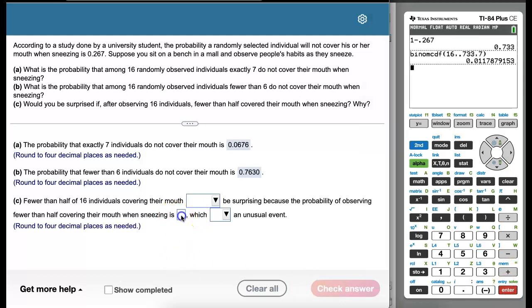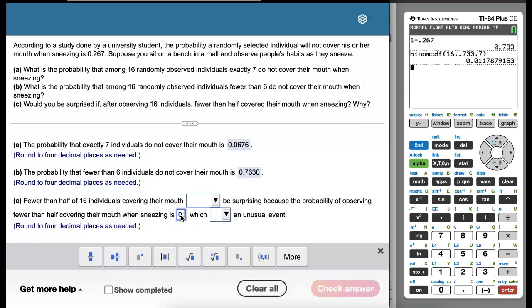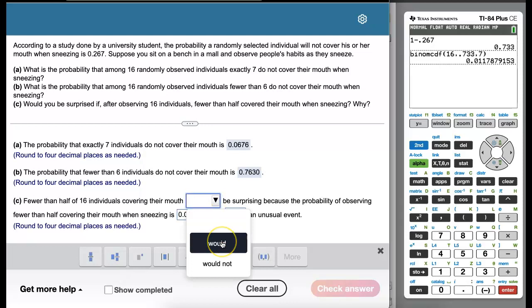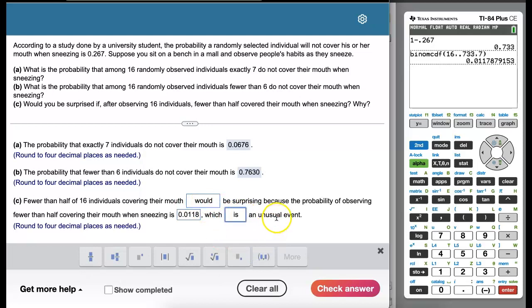So this probability, I know I'm kind of going out of order here, but I do need that probability first before I can finish this statement. That probability is less than 0.05, which makes it unusual. So the probability that fewer than half cover their mouth would be surprising because that is an unusual event.